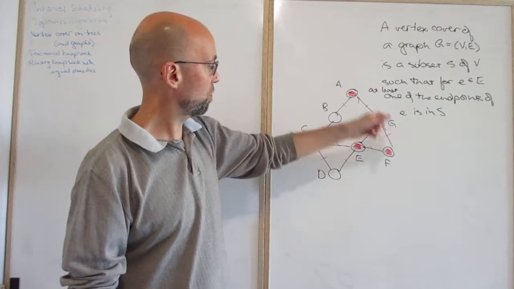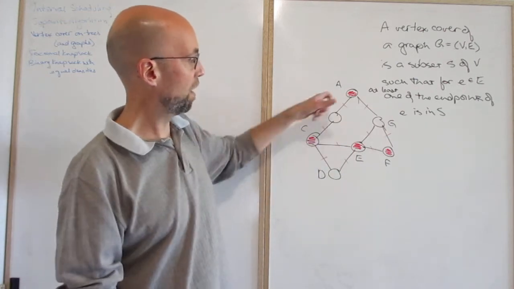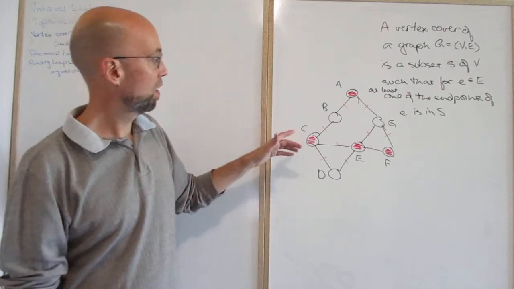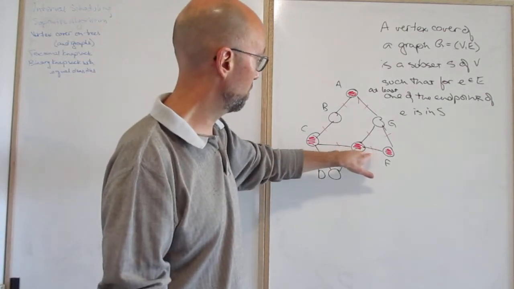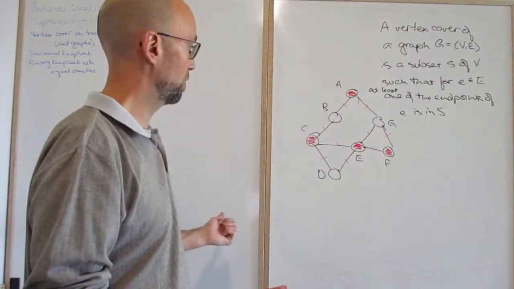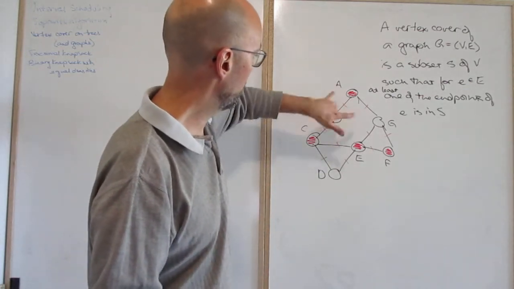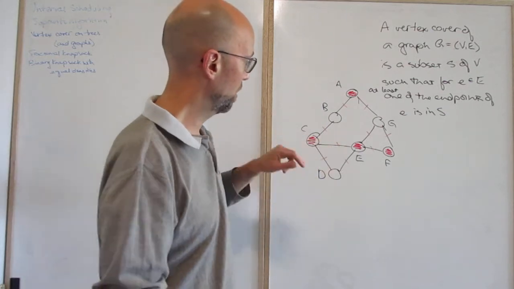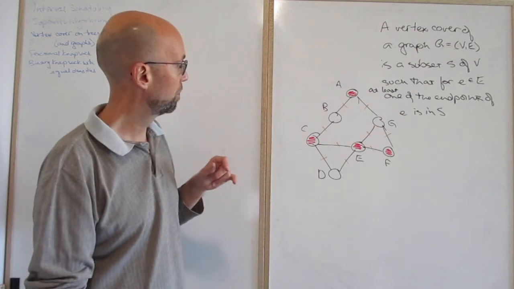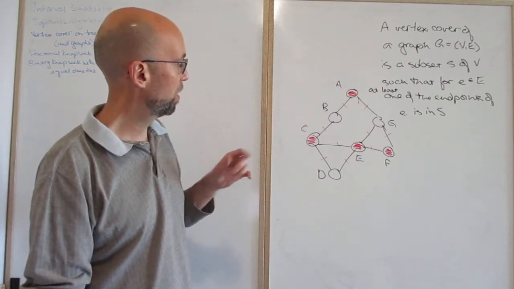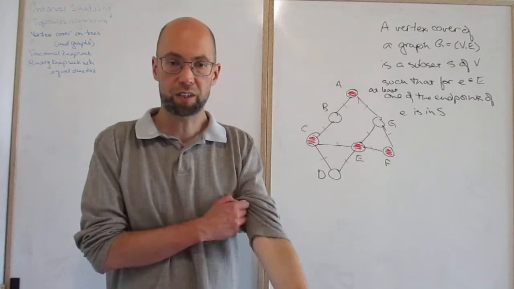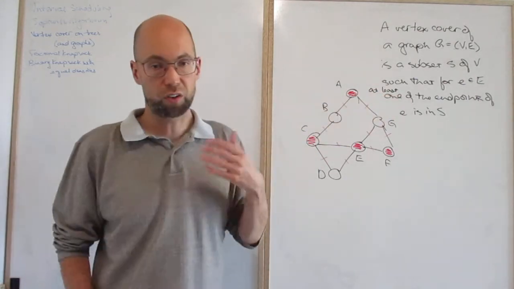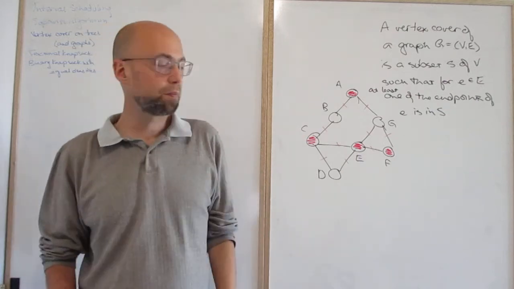So if you look at the red vertices, all of the edges have some endpoint in the vertex cover. This one has both endpoints in the vertex cover, but all of the others have at least one. So it's one, or I can have both.